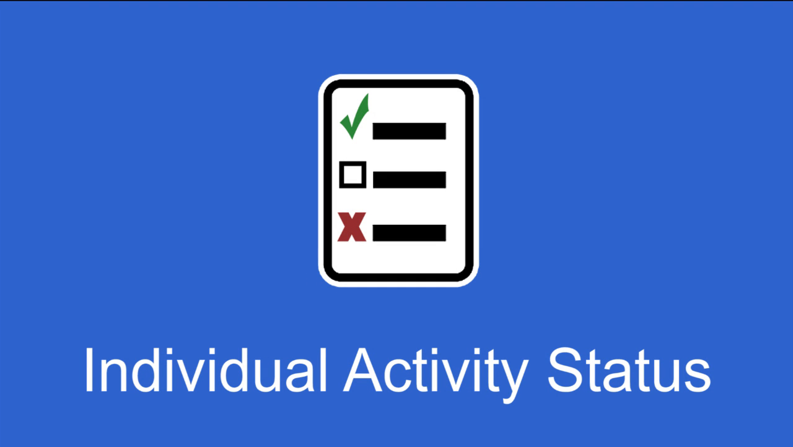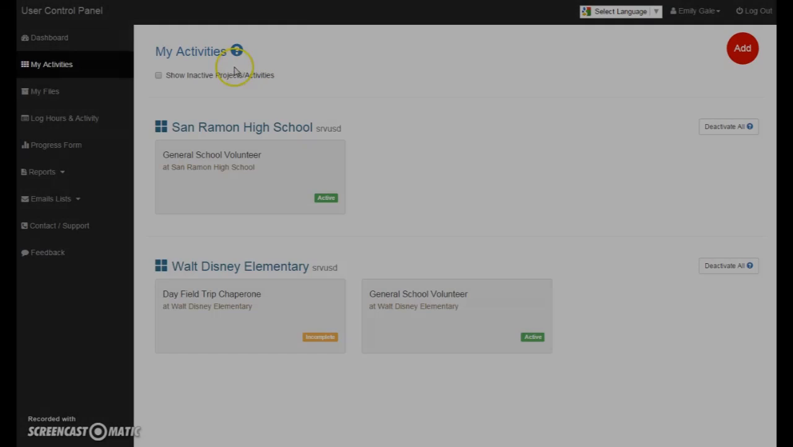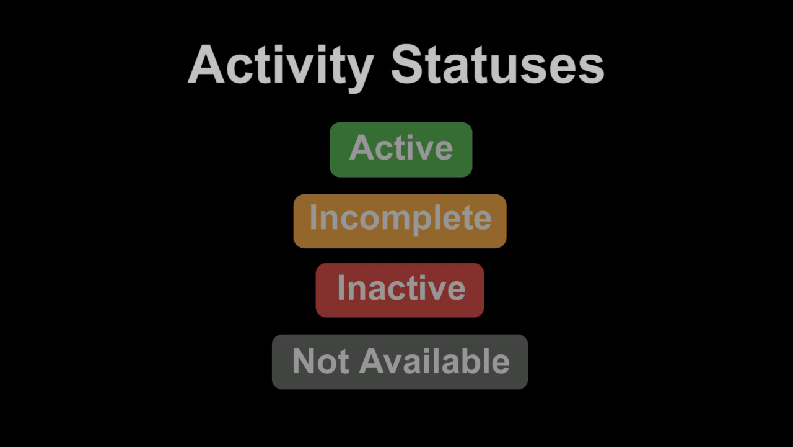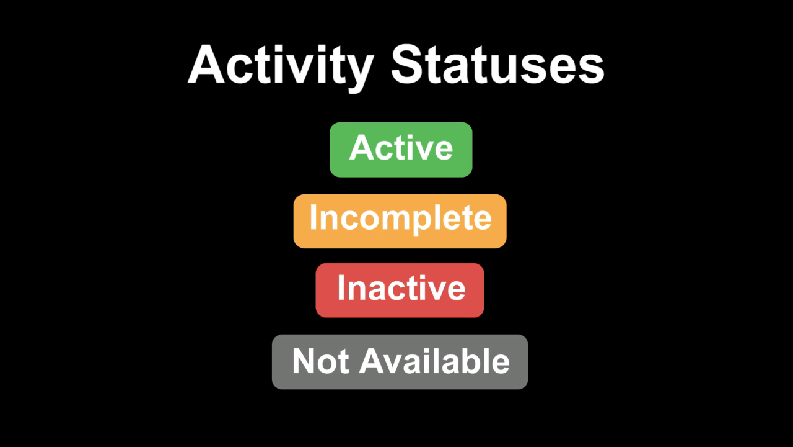Individual activity status. Right now you could view some of your activity statuses. The status for the activity will be displayed in the lower right-hand corner of that activity's box. There are 4 types of statuses: active, incomplete, inactive, and not available.